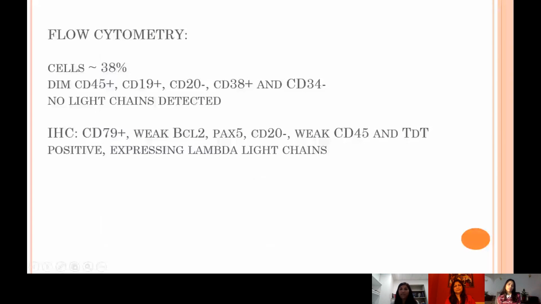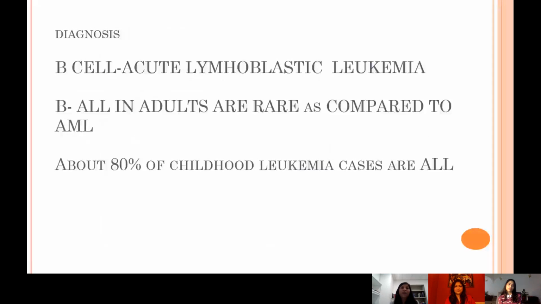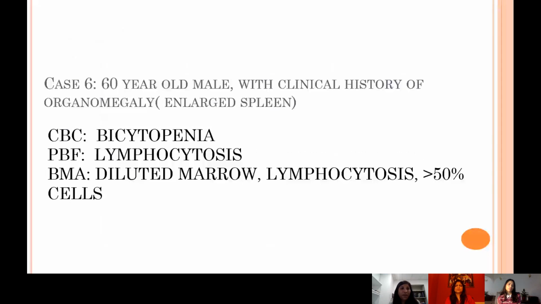So based upon morphology and flow cytometry and IHC expression, diagnosis of B cell ALL was made. B cell acute lymphoblastic leukemia in the adult population is very rare as compared to AML. Rather, 80% of the childhood leukemias are ALL. So we need to keep that in mind.